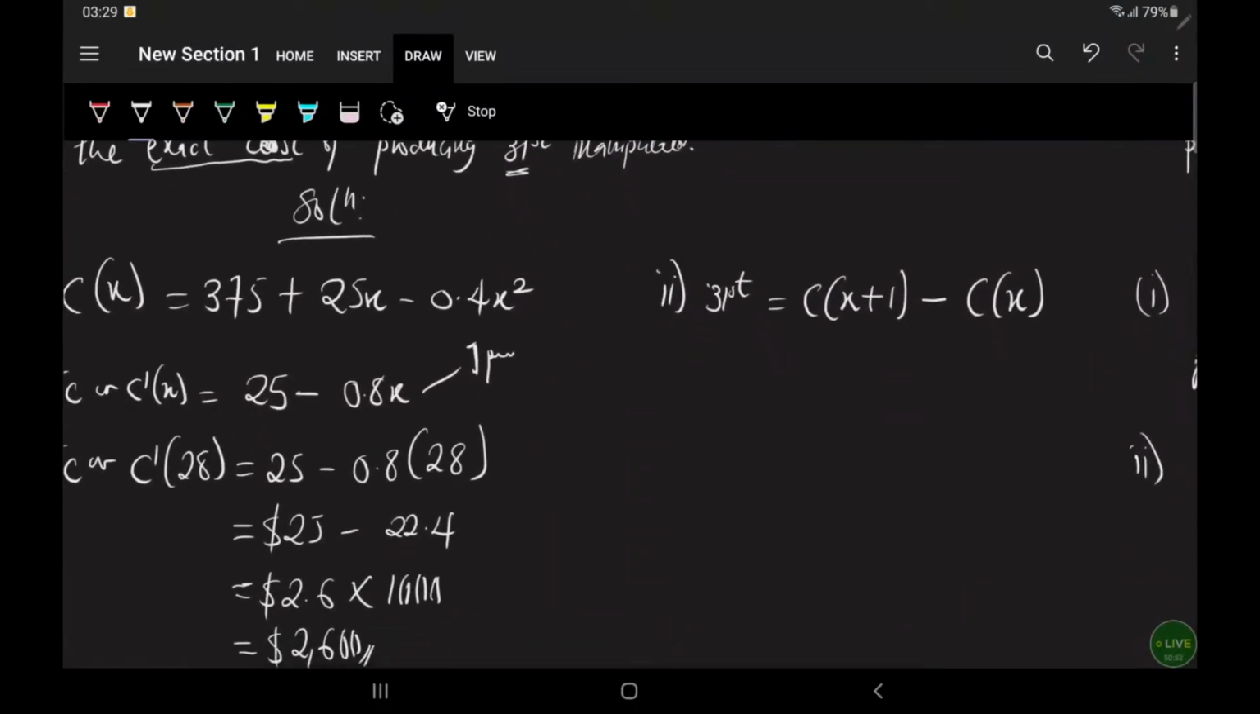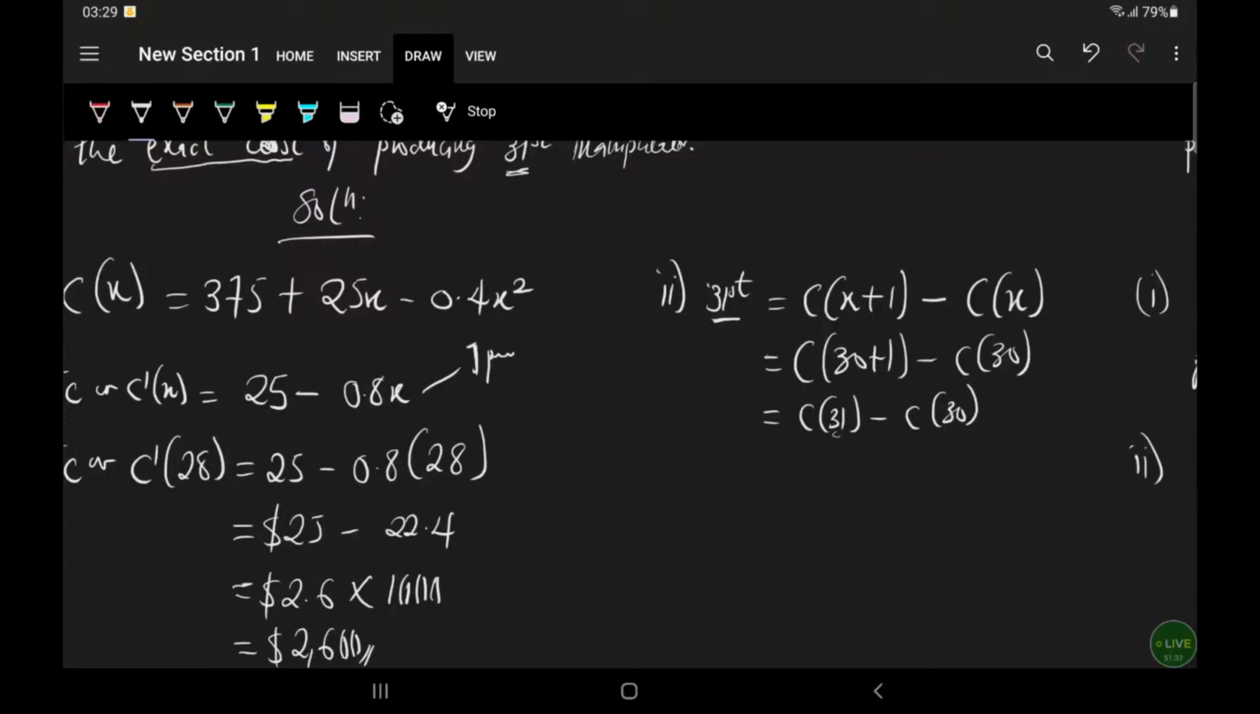So at this juncture, we can say that we know our x to be 30, plus 1. Is that okay? And then compare it to our x, which is 30. So then we're going to have C(31) compared with C(30). That's what the 31 you're seeing here. This was the reason why we have the 31st manipulator represented as C(31) here. So always just compare and then you're good to go. I believe that is clear. So here we're going to substitute 31 into the cost function and substitute 30 into the cost function. The difference between the two is going to give us the cost of producing the 31st manipulator.